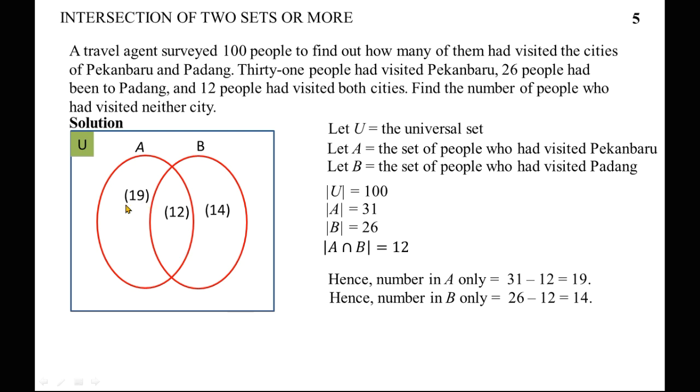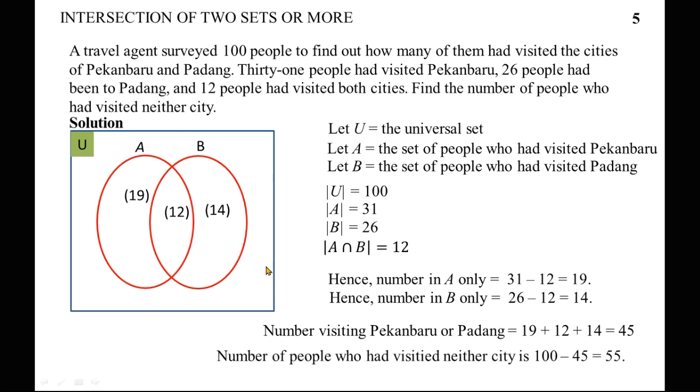If we sum all the numbers here, 19 plus 12 plus 14 is 45. Since the total number of people in the survey is 100, or n(U) equals 100, the number of people who had visited neither city equals 100 minus 45, which is 55. So 55 is the number that we put outside circle A and circle B.